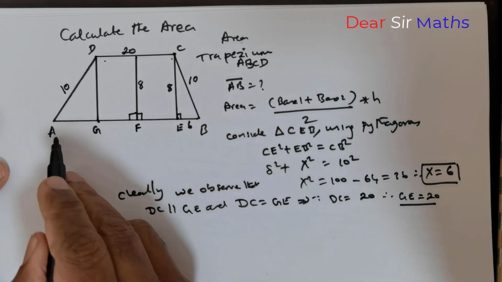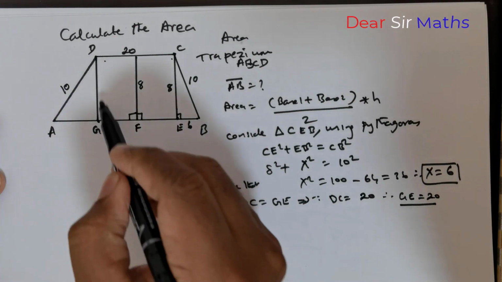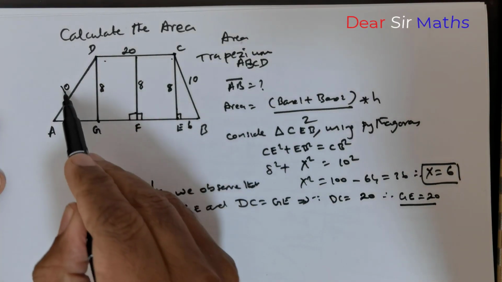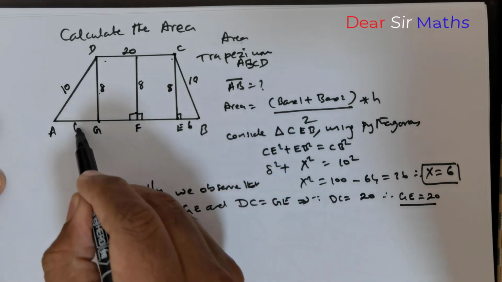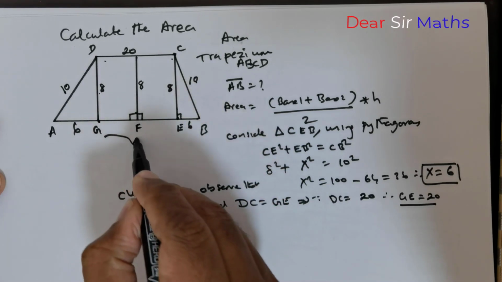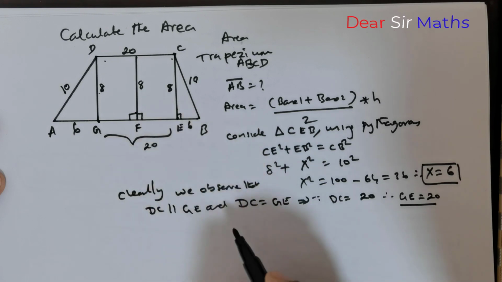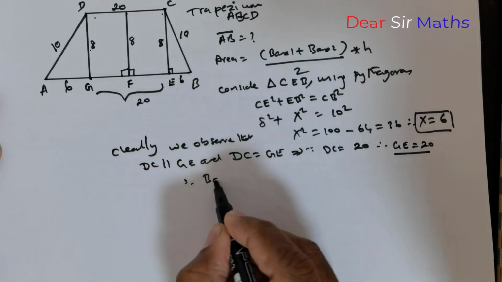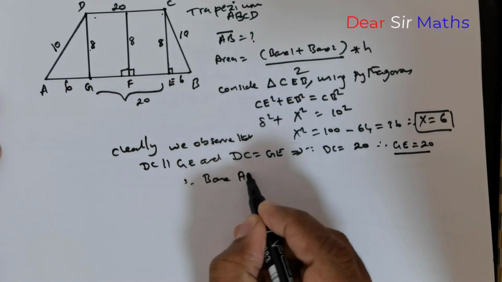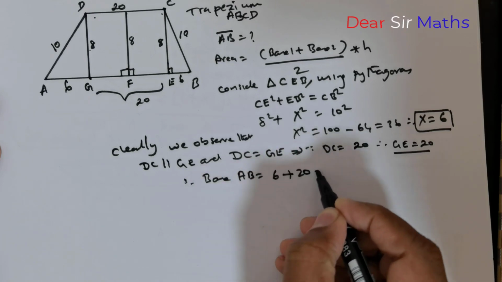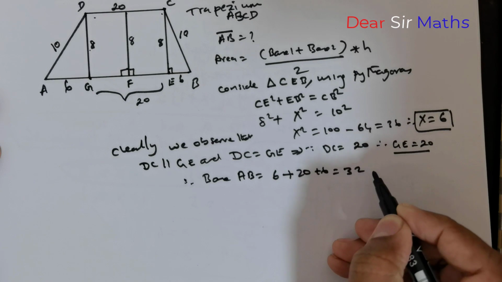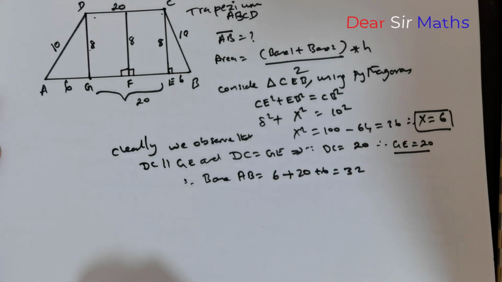Now the question is, what is AG? Now clearly this is going to be 8, this is 10, this is 8, this is 10, this is 8, this became 6, so this will be 6 units. So this entire distance has got to be 20. So therefore the bigger base, AB, is equal to, what is it? 6 plus 20 plus 6, which is equal to 32, right? This is what we have got.